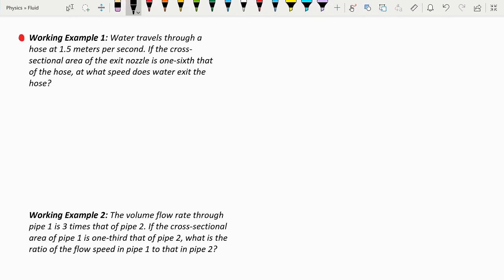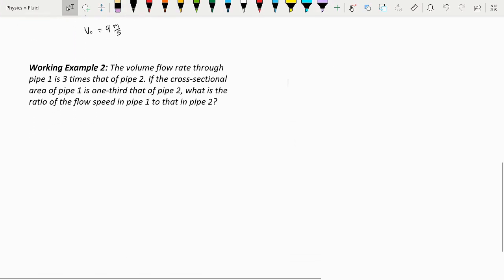So we know that AI VI is equal to AO VO. If we fill in the variables, we get x times 1.5 is equal to 1/6 x multiplied by VO. If we multiply by 6 on both sides, we get x times 1.5 times 6 is equal to x times VO. We can cancel x, and we get 1.5 times 6 is equal to VO. So VO is equal to 9 meters per second.